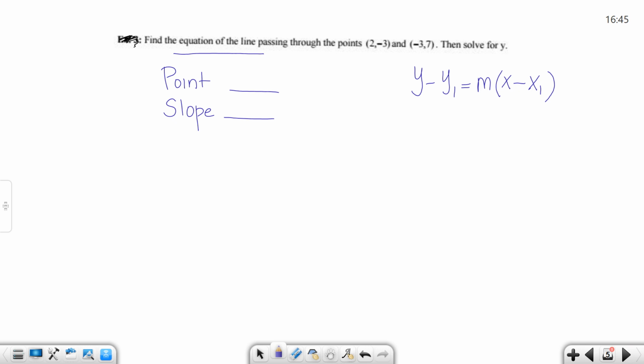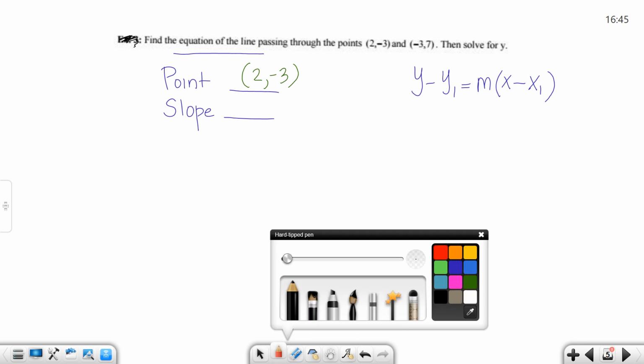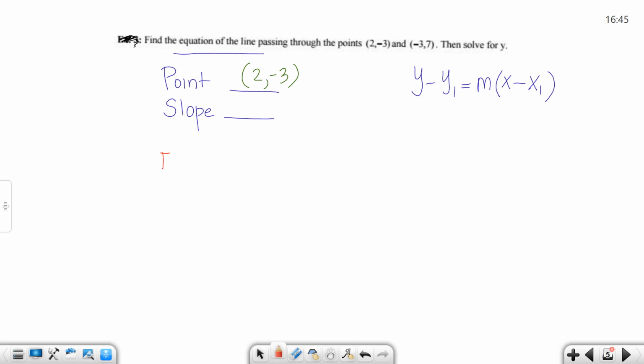So I have 2 points. You'll say, well, which one do you pick? Either one, it does not matter. I'm going to pick the first one, but it does not matter which point you pick. You'll say, well, what's the slope? We don't have one. That means we have to find one. We can't use the point slope formula without the slope, so let's find the slope.